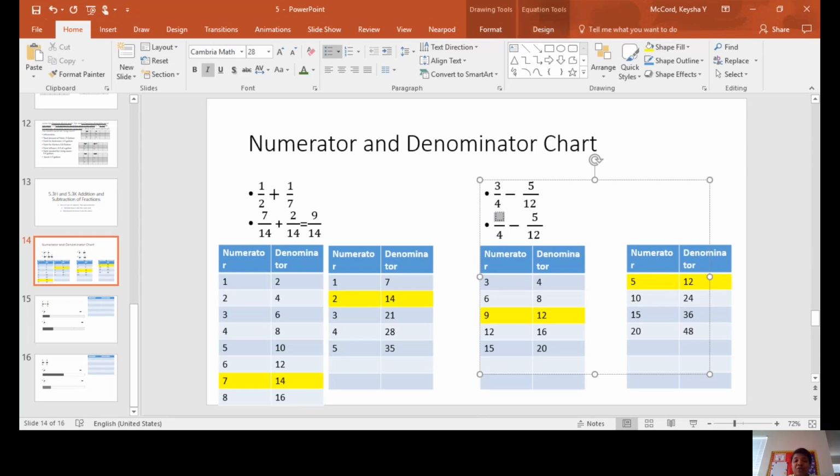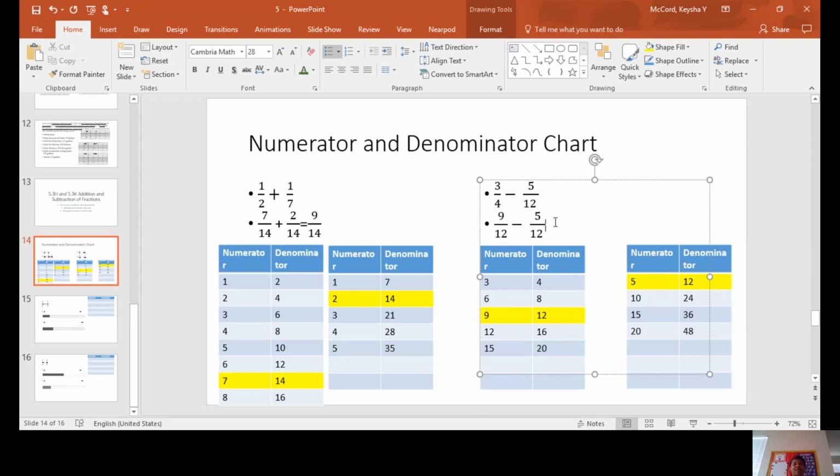So 3/4 is now going to become 9/12. Why is it becoming 9/12? Because that's the fraction that they both have in common and have the same denominator. So this is going to become 9, and this is going to become 12. And then this stays the same.